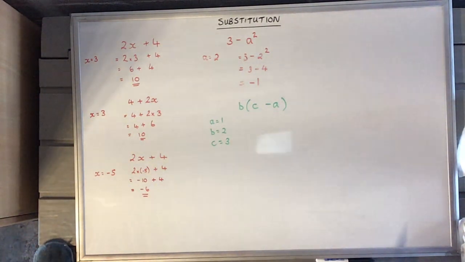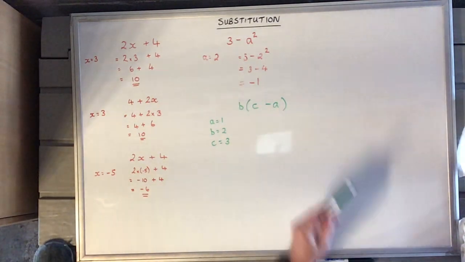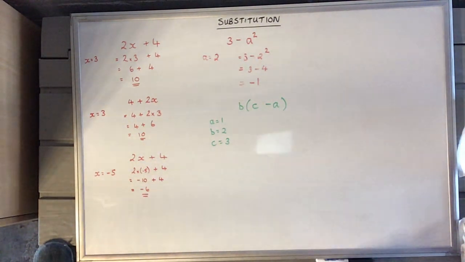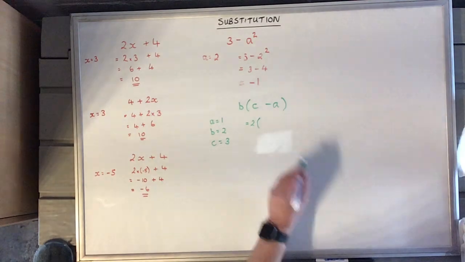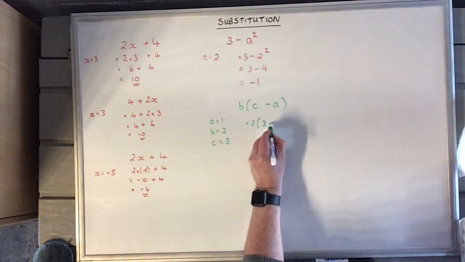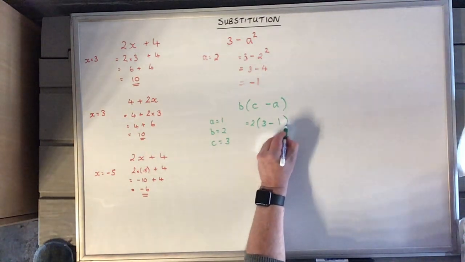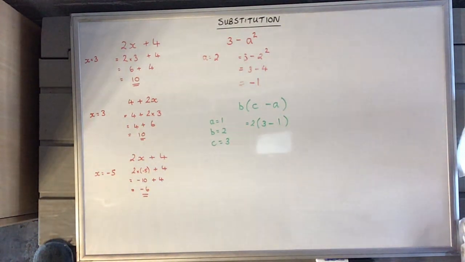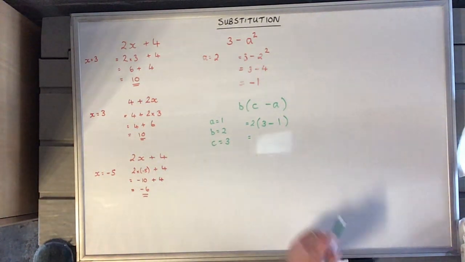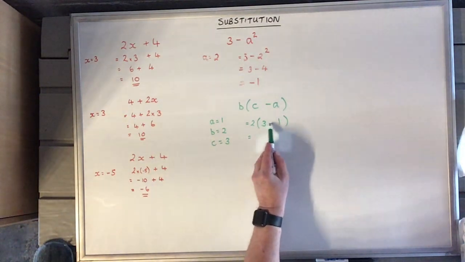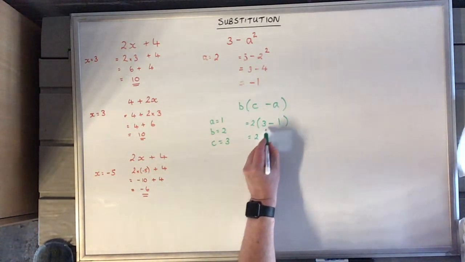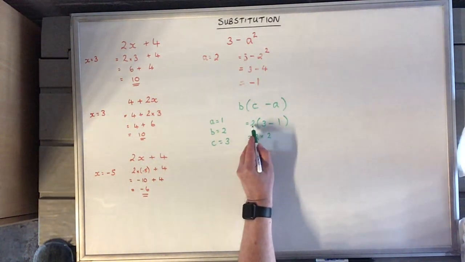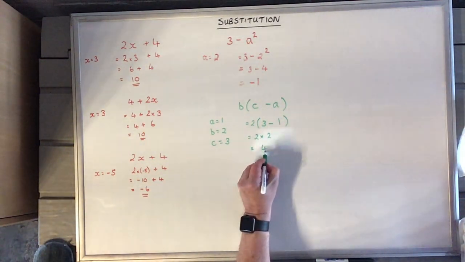Well, what does that mean to us? Well, remember that this means b times all of that bracket, and we must do the bracket first. So let's put the numbers in. So that expression is going to be 2 bracket, my c is 3, so I need to put 3 in here, minus my a, which is 1. That's me just substituting in the numbers for the letters. Well, it tells us that we must do the bracket first. That's our order of operation. So if we find the value of that bracket, we get 3 minus 1 is 2, so my bracket comes to 2, so that's 2 times 2, because that's 2 times the bracket, and my answer is 4.